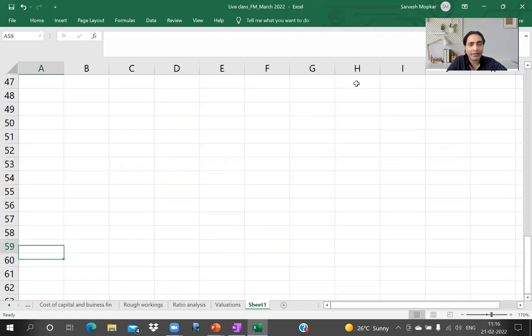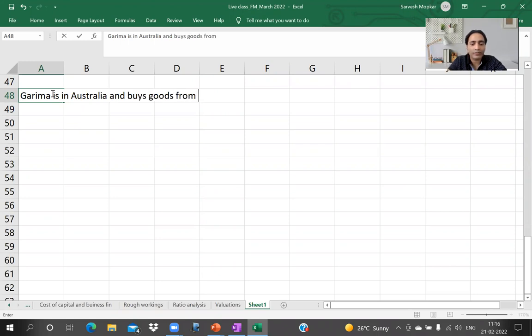Let's end for today. And before that, your assignment. So what countries can I go for? Let us say Garima is in Australia and buys goods from Sarvesh. I'll take my name. I would like to go to Netherlands. In Australia we have Australian dollars and in Netherlands we can use euros. But focus will be on Garima. The question will be from her perspective. So Garima is in Australia and buys goods from Sarvesh in Netherlands for euros.